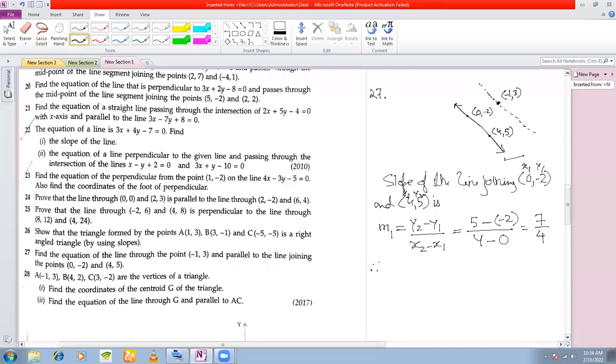So therefore, the slope of the required line, that is the dotted line, m2, is nothing but the negative reciprocal of m1, isn't it? Sorry, not negative, it should be equal because the lines are parallel. So we have got the slope of this line m1, 7 by 4. So if this slope is m2, then m2 must be equal to m1 because the lines are parallel to each other. It's 7 by 4, right? So we have got this also as 7 by 4.